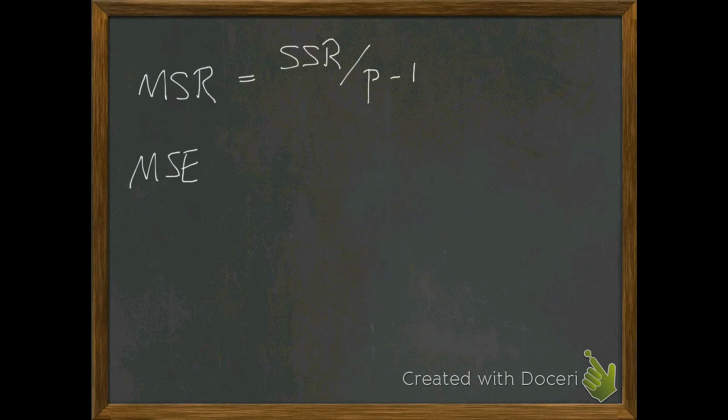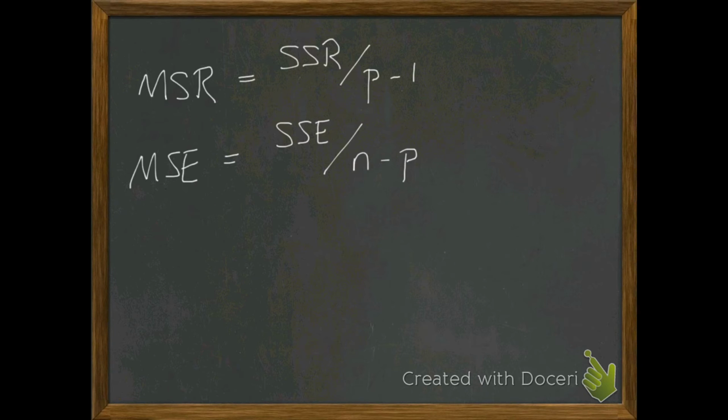Now, guys, in the next videos, I'm going to illustrate this with numbers. But remember, the mean square for regression is the sum of squares for regression divided by p minus 1, and the mean square for the error is the sum of squares for the error divided by n minus p, where p is the number of predictors.